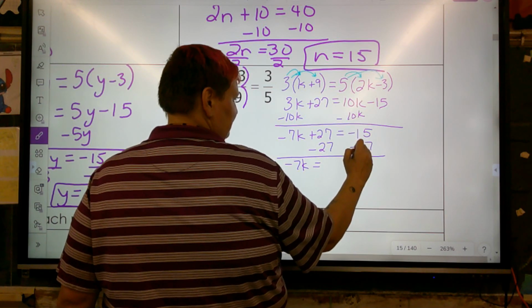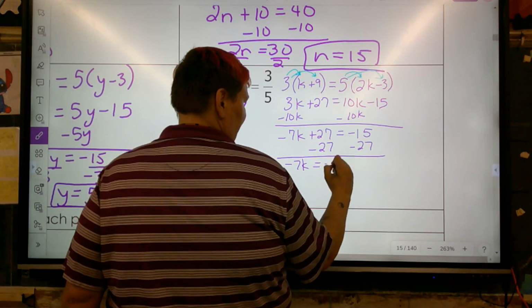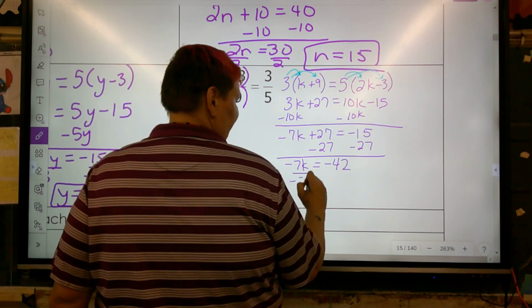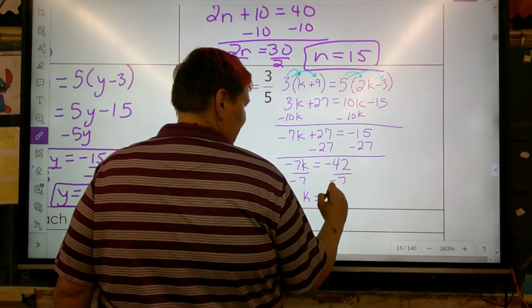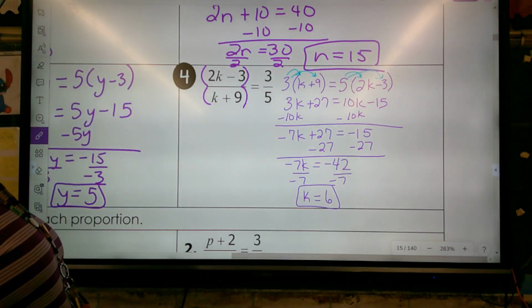They're both negative, so we're going to combine the numbers. So 15 plus 27 is 42, negative 42, keep the negative sign. Get rid of the coefficient using inverse property. Negative divided by a negative is a positive. You should have ended up with k equals 6.